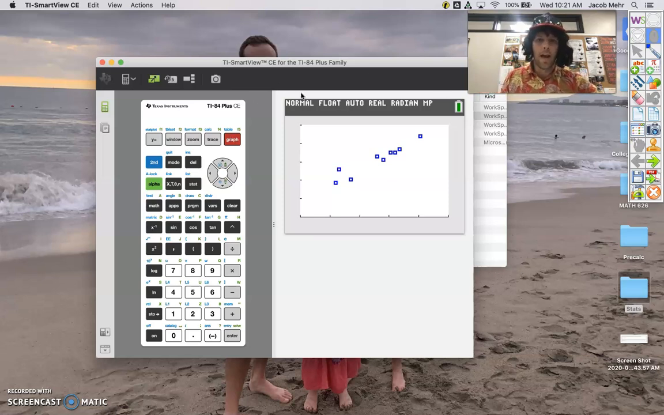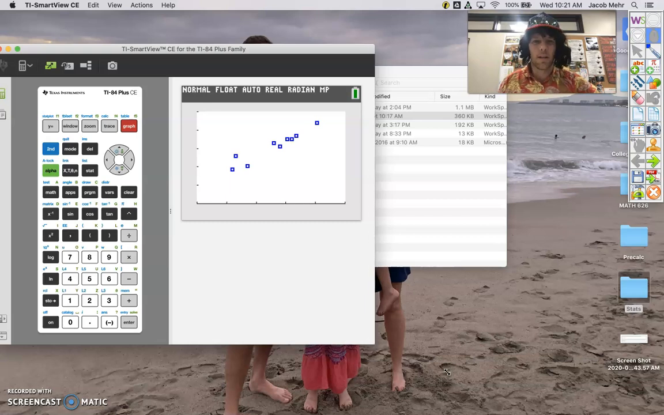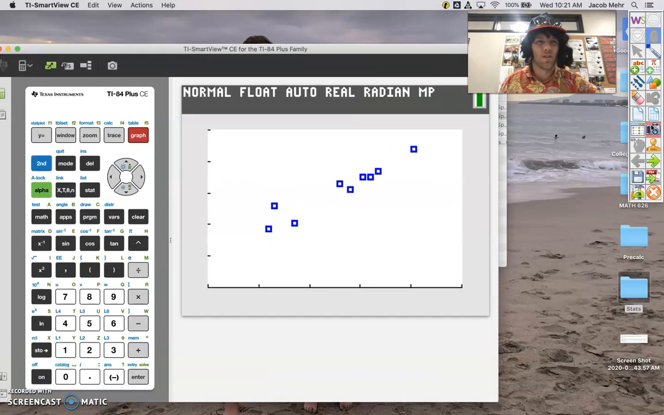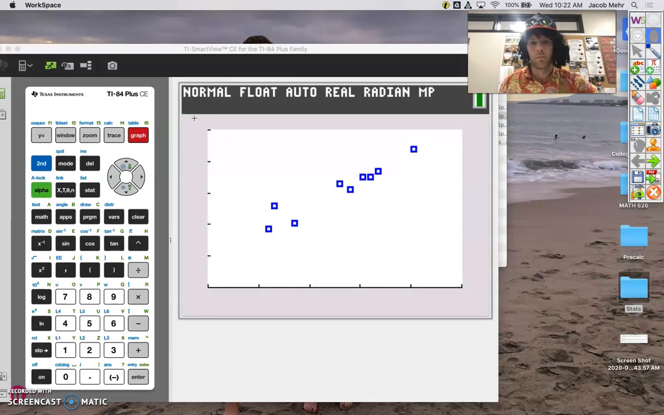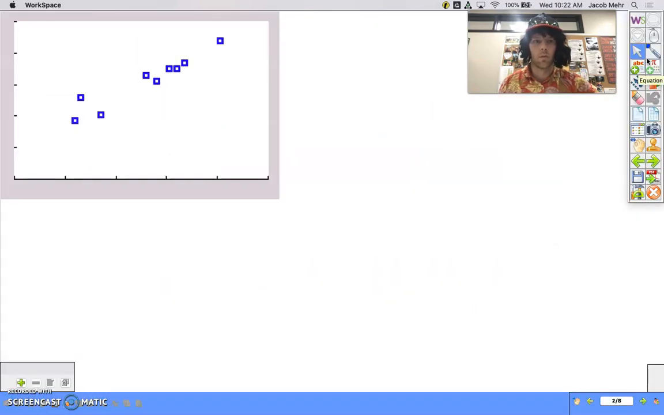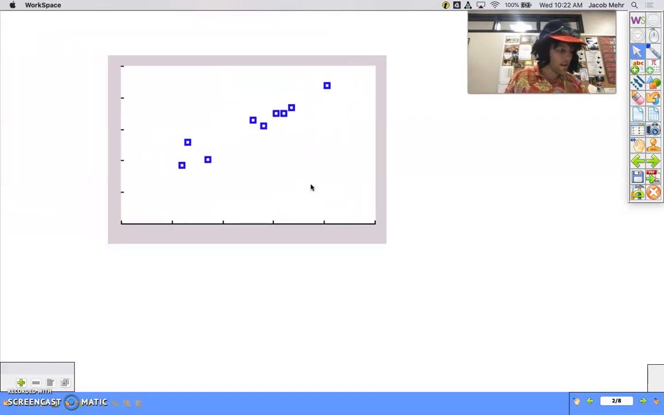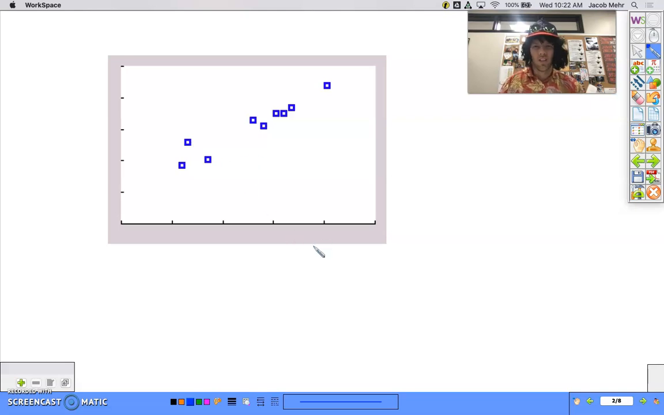So the question that I asked was, does there appear to be a relationship between these two variables? Remember that the x-axis is the temperature and the y-axis is the number of chirps. And I think that there does look to be a relationship. It looks like as the temperature goes up, the number of chirps goes up as well. So there is a relationship, but how do we measure that relationship? How do we describe how good of a relationship it is?